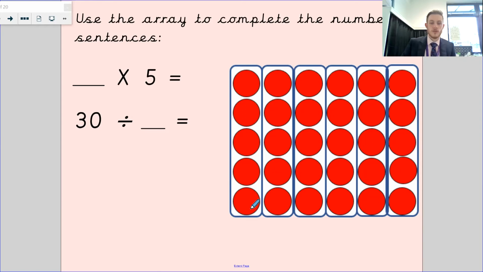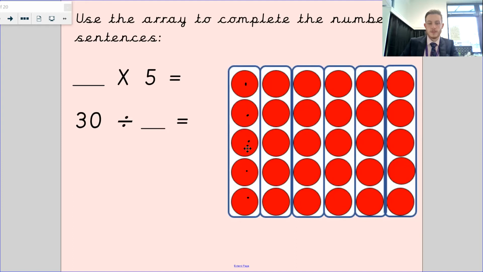Well, if I've got 30 in total, what I can do is grouping maybe. Could try that. How are these grouped? Well, they're grouped in 5s, aren't they? 1, 2, 3, 4, 5. That is one group there. That is one group there. So how many groups do I have? Well, there is one group, and it's following the blue lines, actually.